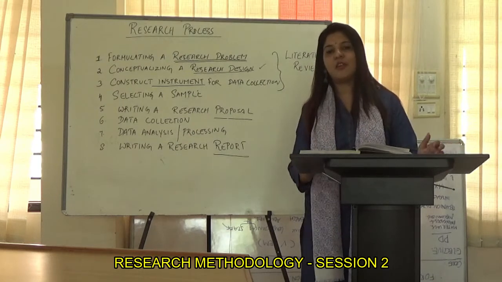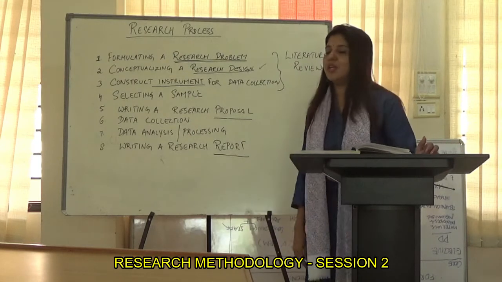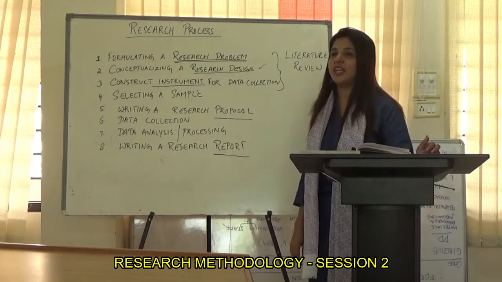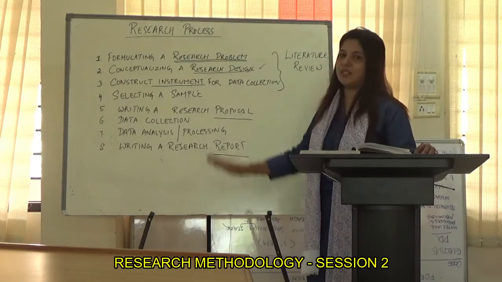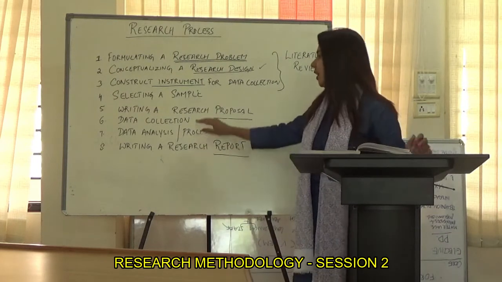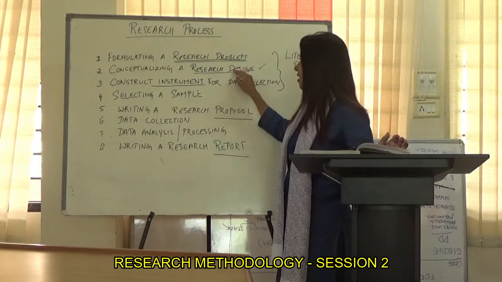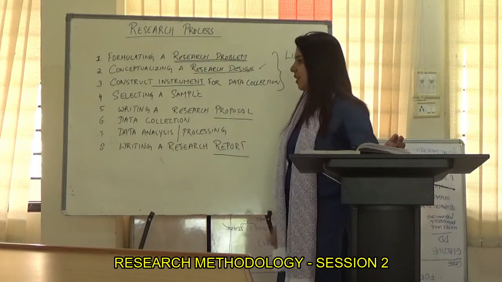So there are different methods of how you can reach out to your sample. That is not a big issue. You reach out to your sample, collect the data which is required and planned based upon your research design. So that is the 6th step, data collection.